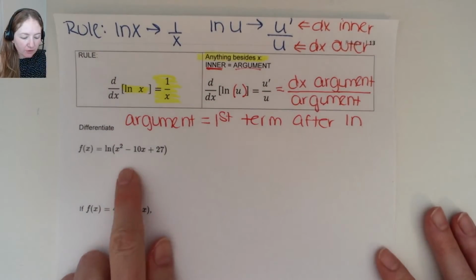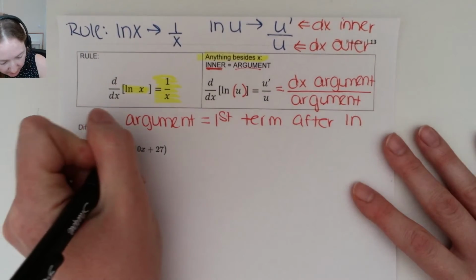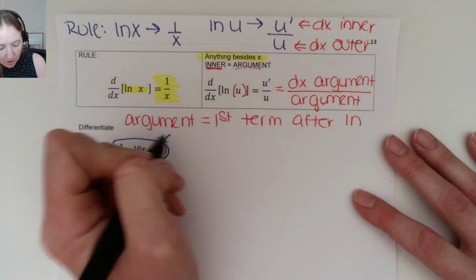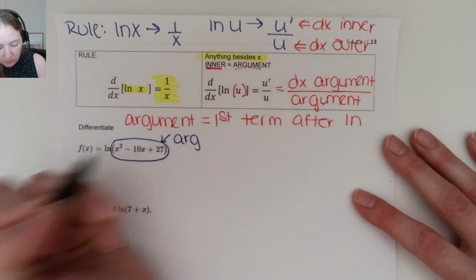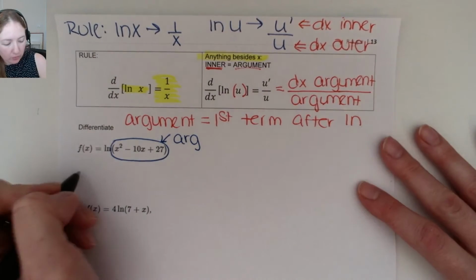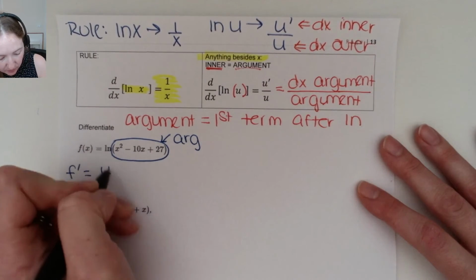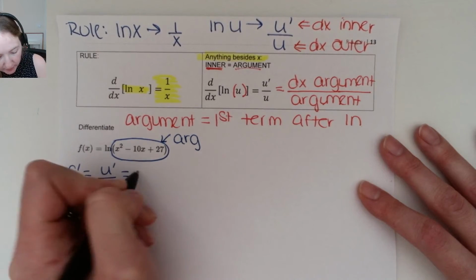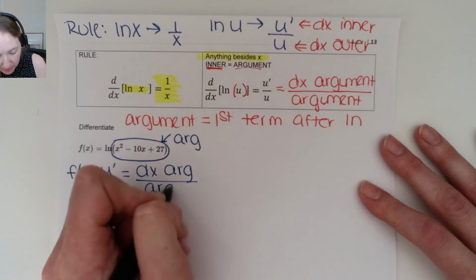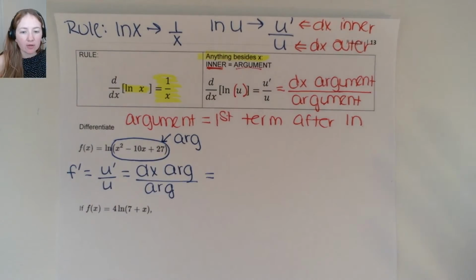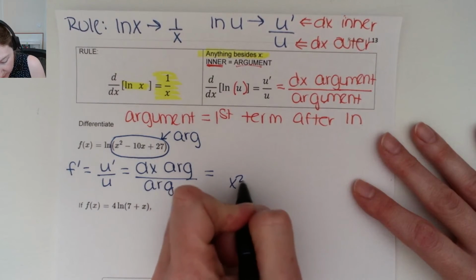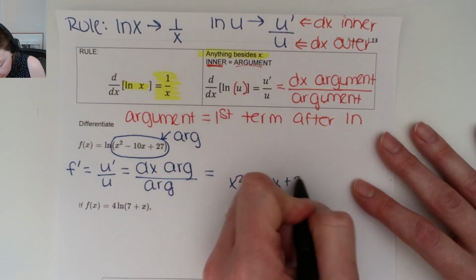So if you look at this first example, all of this x squared minus 10x plus 27 is the argument. So that would be the argument, or the u in this case. So using the natural log rule, our y prime is going to be u prime over u, or again, derivative of the argument over the argument. So here, my argument for this particular function is x squared minus 10x plus 27.